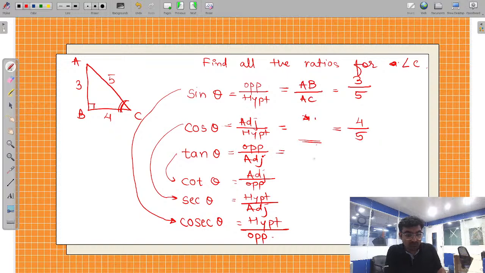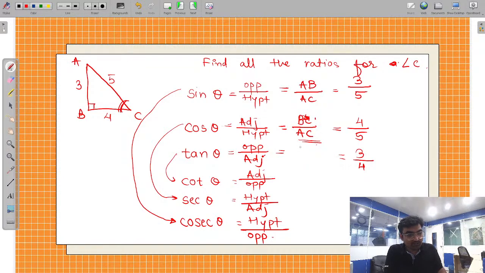Correct. Now what is for tan theta? What is opposite upon adjacent? Opposite is 3 and adjacent is 4. Correct. Okay, fine, I'll do this for you also, but promise me on the next questions you will do it on your own. Okay, so what is adjacent? Adjacent is BC and hypotenuse is AC.